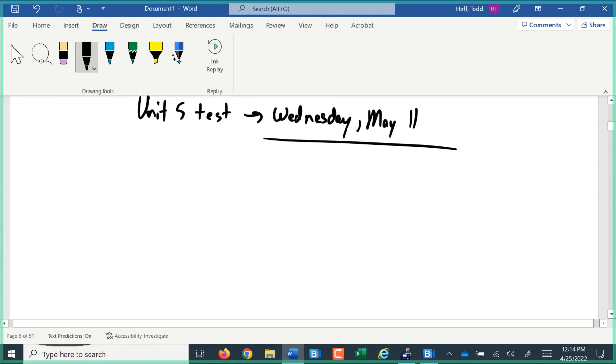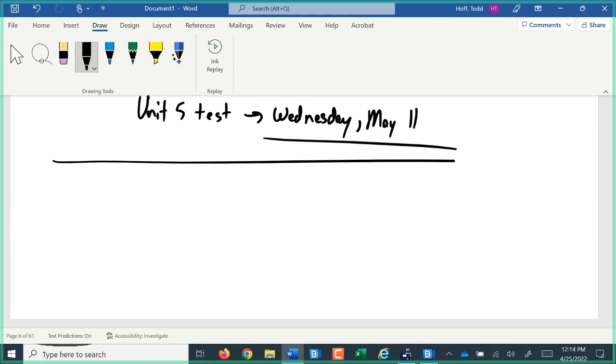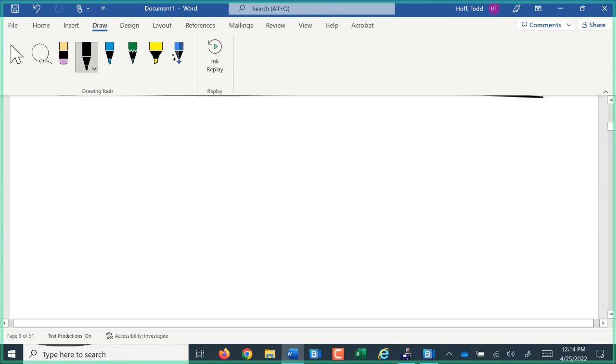Does anybody still have any questions off of the Unit 3 test corrections that they want me to go over? I have questions on number 13. Number 13, okay, I'm going to grab that one just a second.